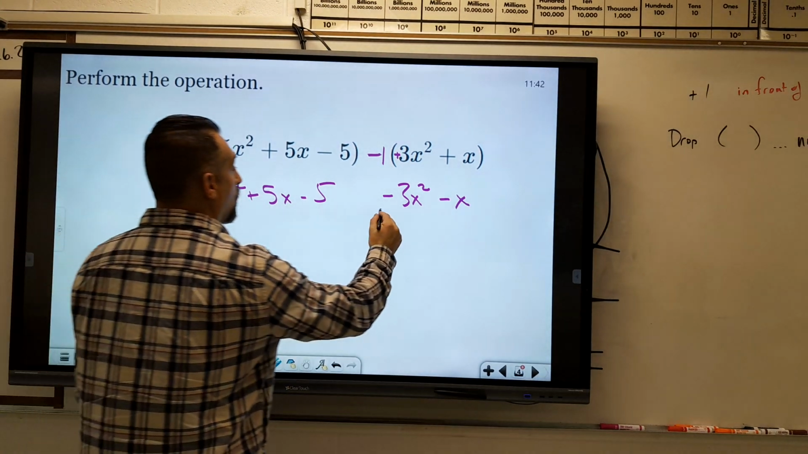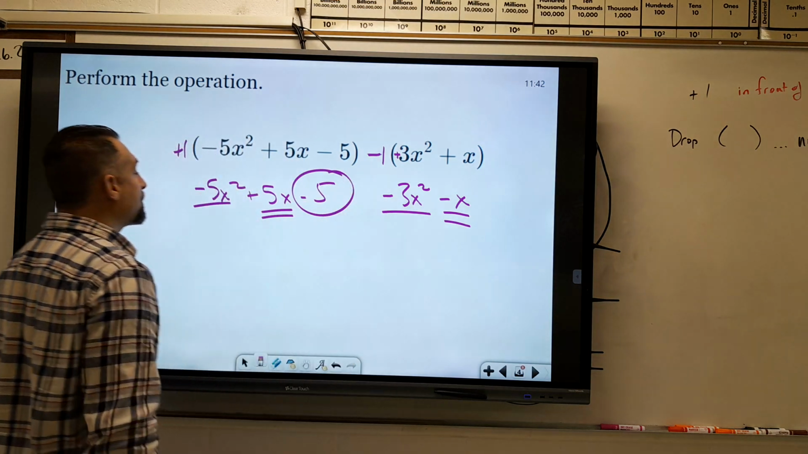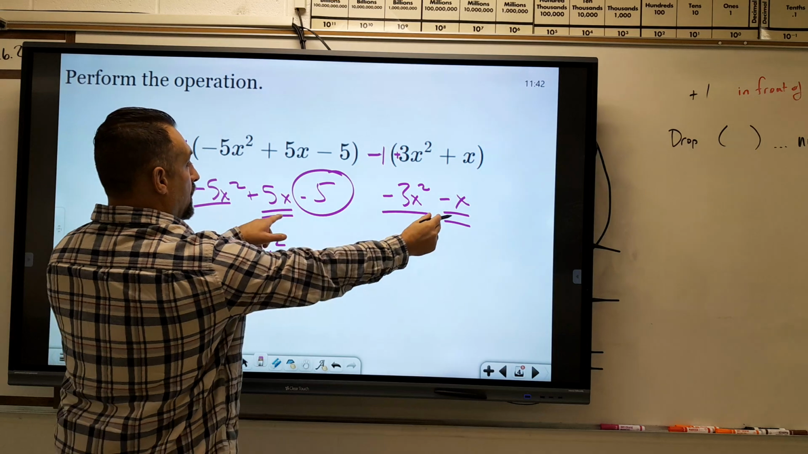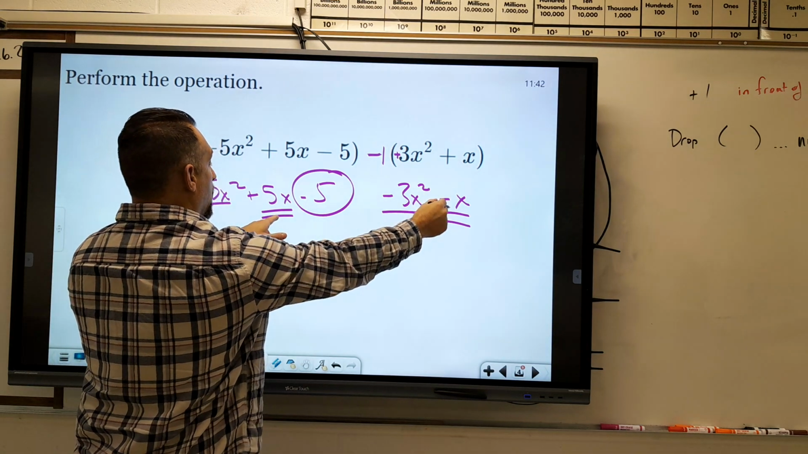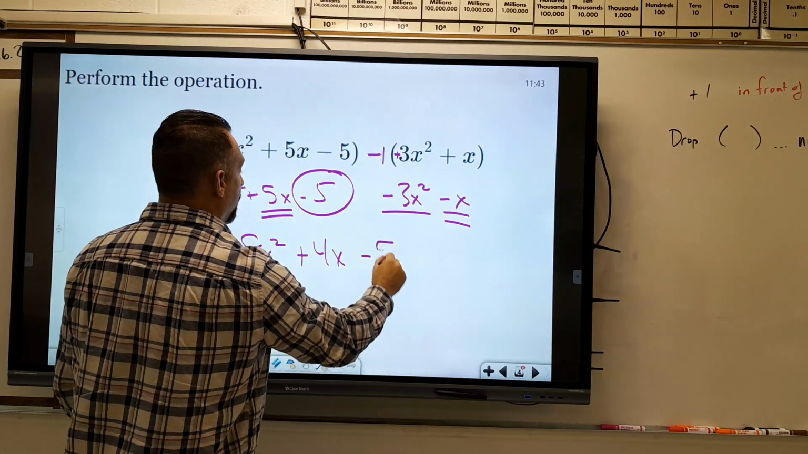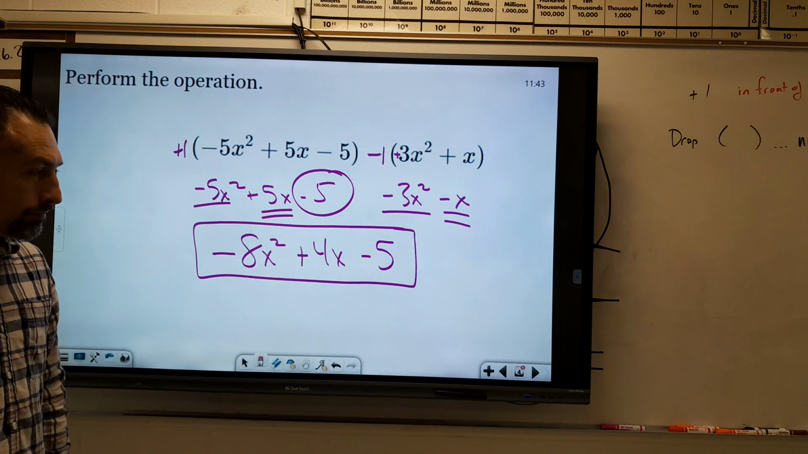Match up the things in order. The constant is last. Negative 8x squared from those two. These 4 minus a 1, that's a 1 there. Minus 1, so you get positive 4x. And negative 5 is last. And we're good to go.